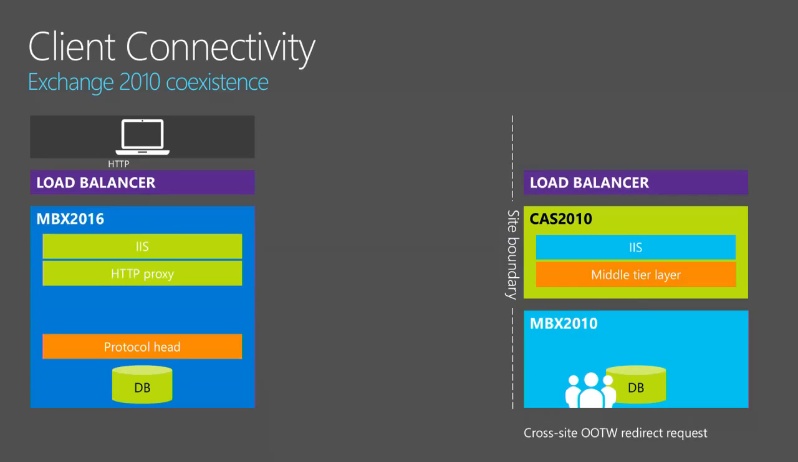Now, a cross-site Outlook on the web redirect. So now we've got another site, but it does have a load balancer there because it does have an external URL, or rather, it does have its own namespace that we can redirect to. So the client makes the request. They find out that there's an external URL, so it gets redirected over to 2010, and the 2010 CAS answers, and then talks RPC to the mailbox server.